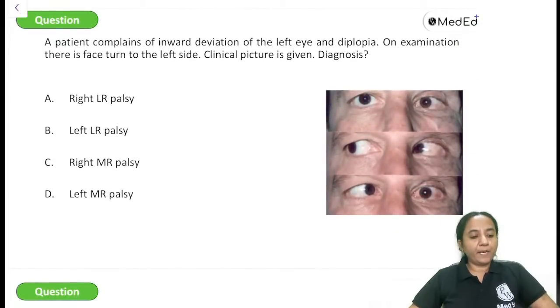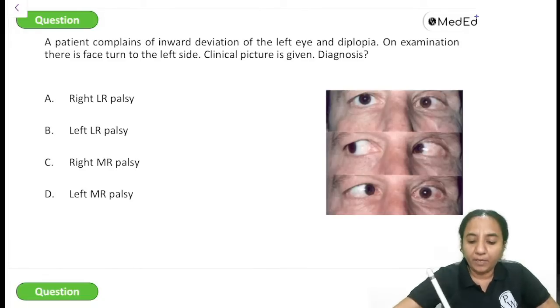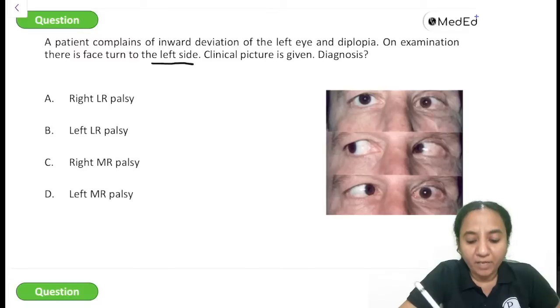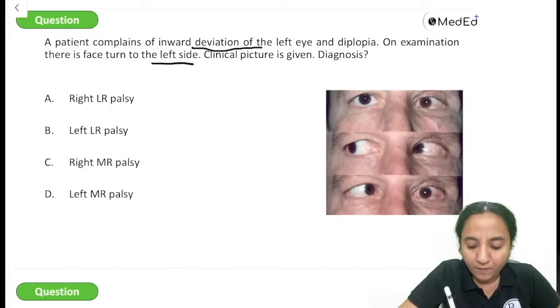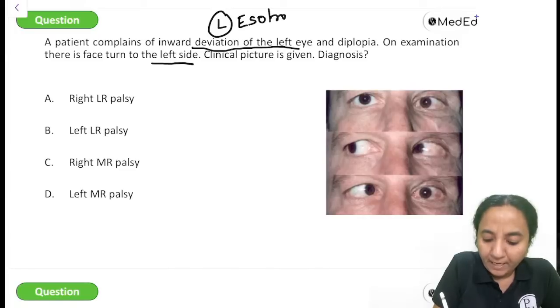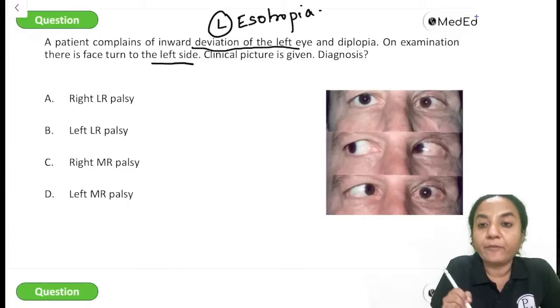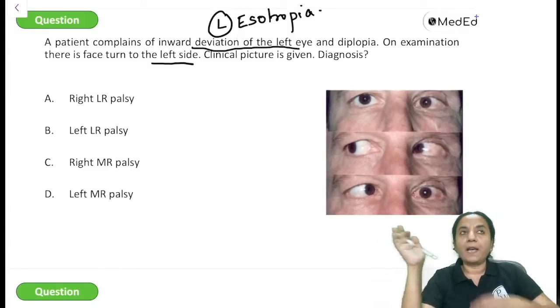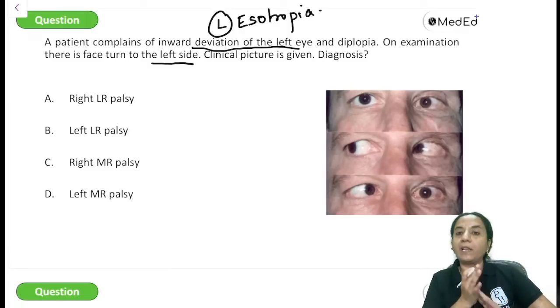A patient complains of inward deviation of the left eye and diplopia, and there is a face turned to the left side. So there is an inward deviation of the left eye. What does inward deviation of the left eye mean? That is left eye esotropia. So the question says that the left eye has esotropia and there is a face turned to the left side.